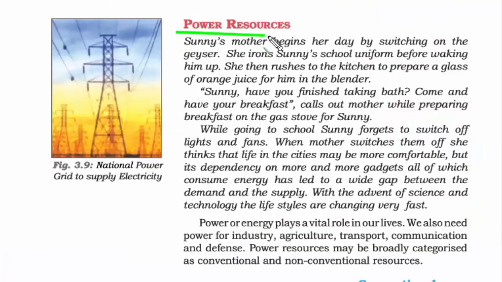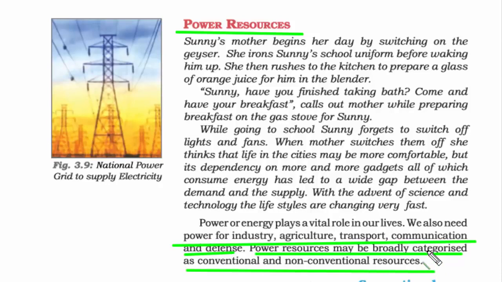The next topic is power resources. Power means energy, and we need energy for industry, agriculture, transport, communication and the defense sector. To run absolutely anything on this planet, we need energy in some form or the other. Power resources are broadly categorized into two categories, conventional and non-conventional resources. Conventional means traditional, the old way, and non-conventional means modern, the new way.